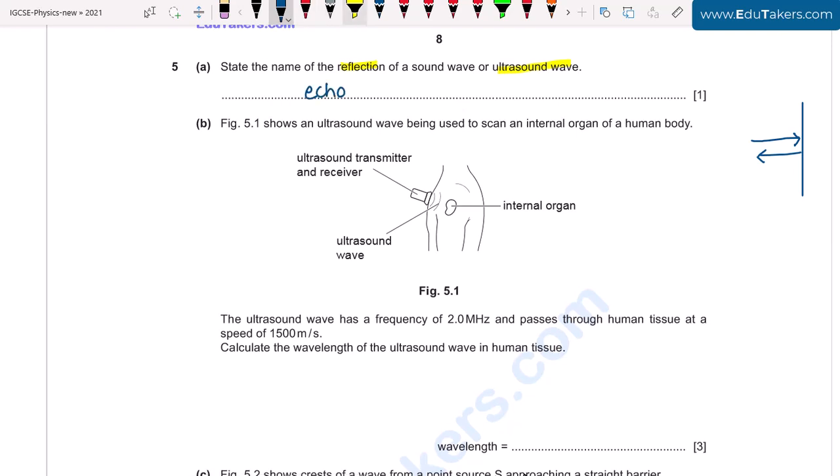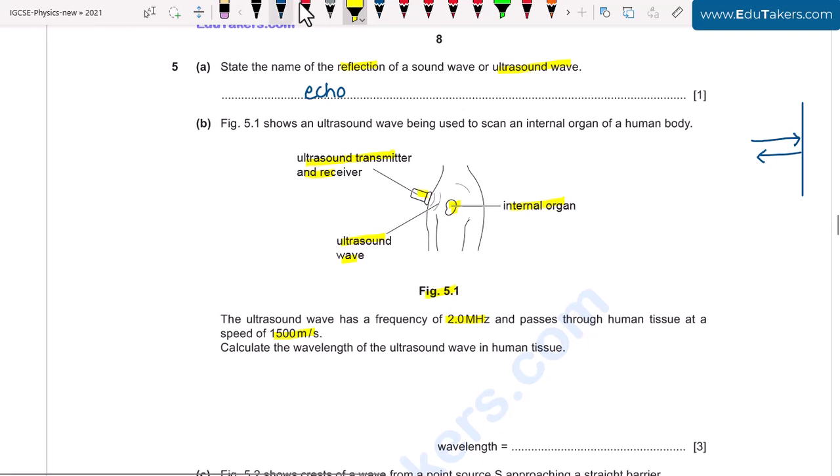Part B. Figure 5.1 shows an ultrasound wave being used to scan an internal organ of the body. So in figure 5.1, these are ultrasound waves and this is the internal organ and this is the ultrasound transmitter and receiver. The ultrasound wave has a frequency of 2.0 MHz and passes through the human tissue at a speed of 1500 meter per second. Calculate the wavelength of the ultrasound wave in human tissue.